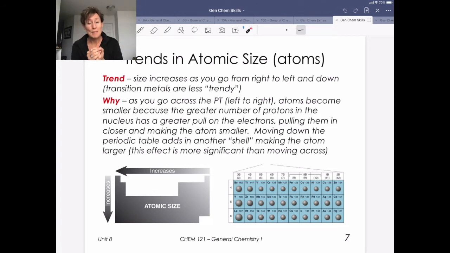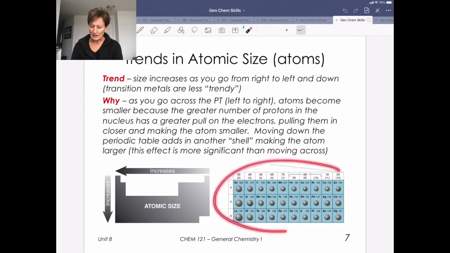So if you remember that, that's going to help you remember the trend in atomic size. Moving down the periodic table, when we add another onion layer, that's just going to make it bigger. That makes sense, right? If you want to think about it, decreasing in size as we pull that onion and shrink it smaller as we put more protons in the nucleus, we're going to get bigger as we add another layer to our onion shell. So that's a way to remember atomic size.